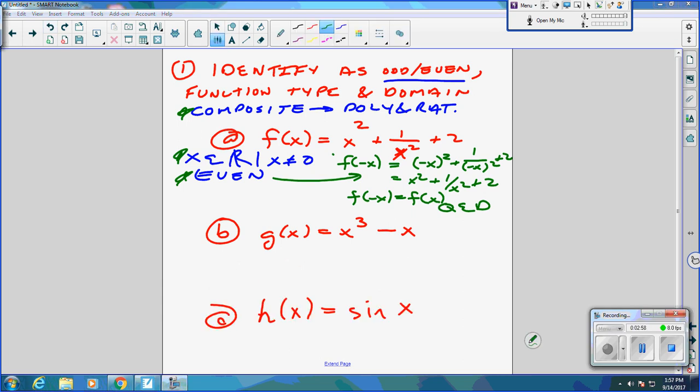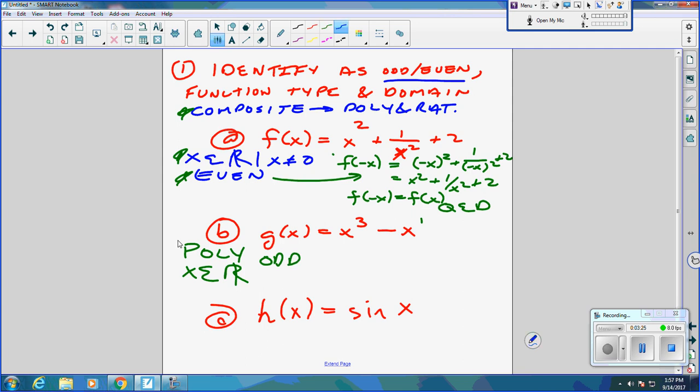All right, letter B. g of x equals x cubed minus x. Everybody, this is a polynomial. This is a polynomial function. When it's a polynomial, I don't have to think about domain. Domain will always be all real for polynomials. Boom. Done. Polynomial, all real. Domain and polynomials are tied together just like that. Now I look at the powers, 3 and 1. I know right now this is odd.